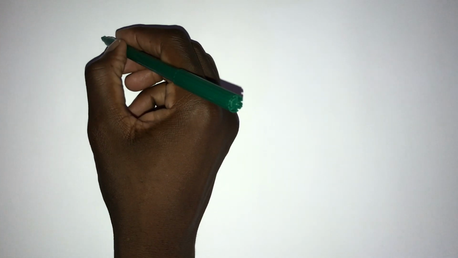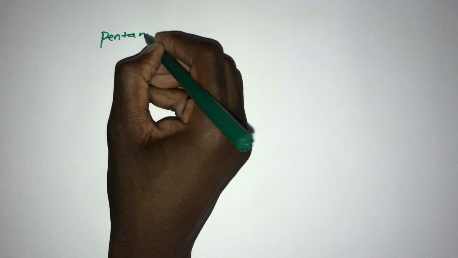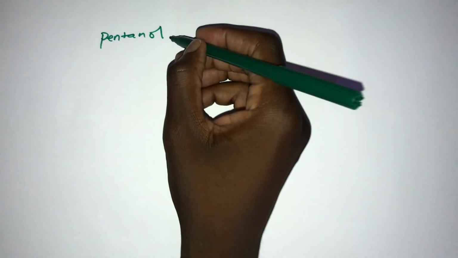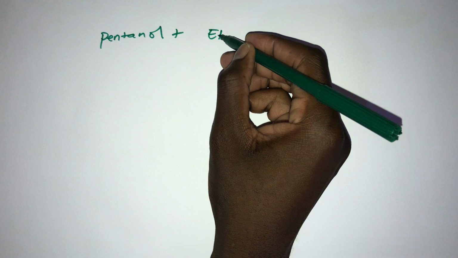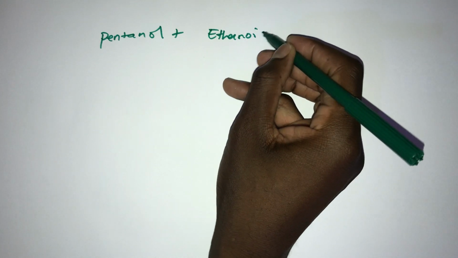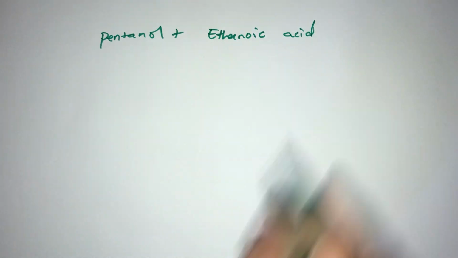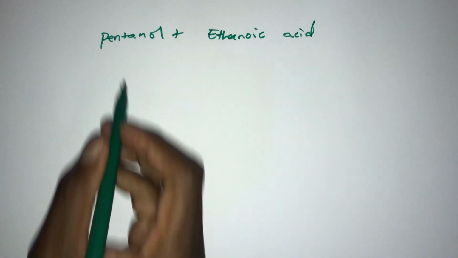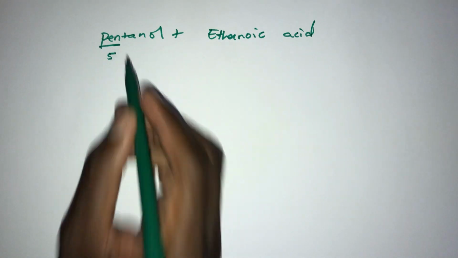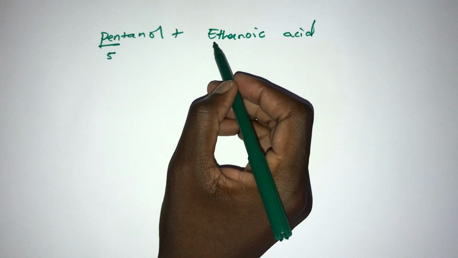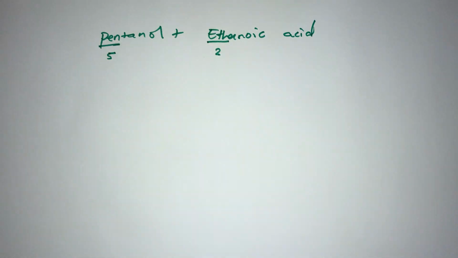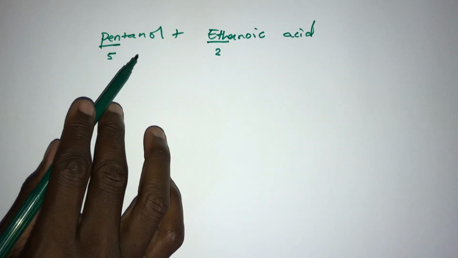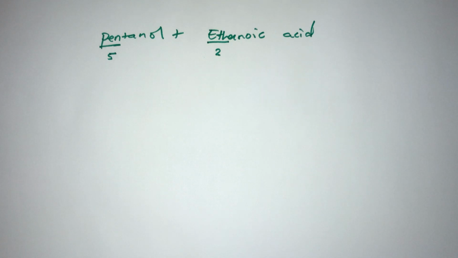Let's check another one. Let's say now we're reacting pentanol and the ethanoic acid. So we're reacting the pentanol and the ethanoic acid. So now let's check pent. It means that we have 5 carbon atoms, and then eth means that we have 2 carbon atoms. So let's start with the alcohol. Now we draw the structure, because we must use the structural formula to write down the balanced equation.